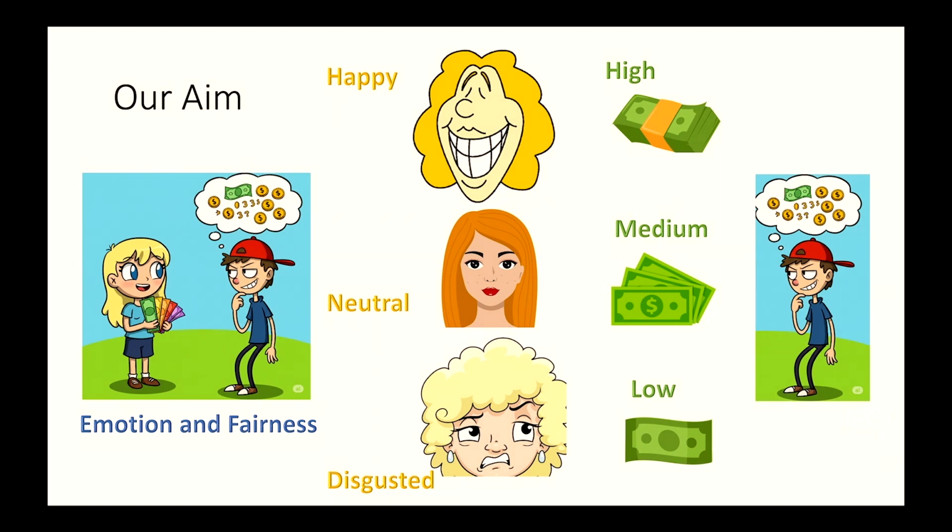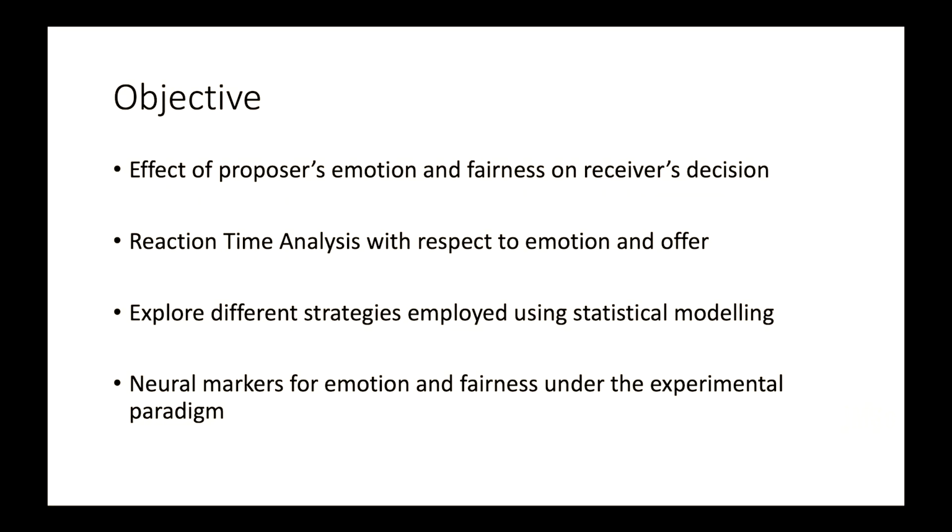So the main objective, before I come to the experimental paradigm, is that we want to check the effect of emotion and fairness on the receiver's decision making. That is, the proposer's emotion and the fairness of his offers. Also, because reaction time is very important in behavioral data analysis, we want to look at the reaction time under these two factors and see how it changes, and whether we can formulate some theory of how we come to this decision based on the reaction time.